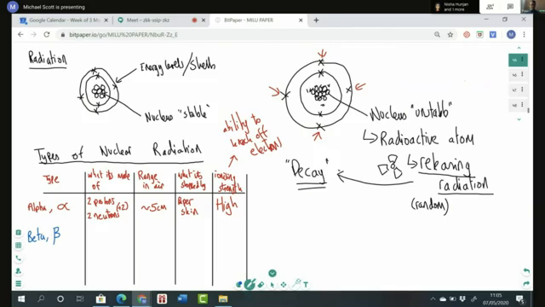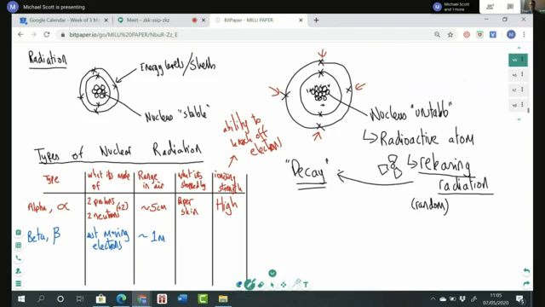Beta radiation is made up of fast moving electrons. That's what beta radiation is made up of. Now, beta radiation has a much longer range in air, and what that means is that beta can travel a lot further than an alpha particle. It can typically travel about 1 meter in the air.